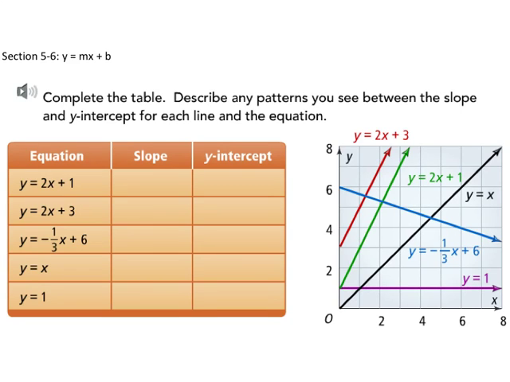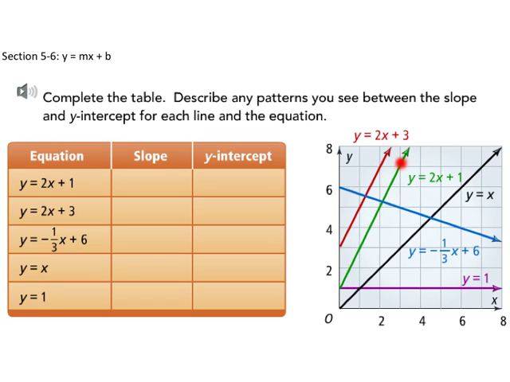Lesson 5.6 is about an equation y equals mx plus b, and we are going to take a look at all of these graphs over here and their equations, which are here, and come up with the slope and the y-intercept for each one. So if we take a look at the equation y equals 2x plus 1, we are talking about this green equation right here. So that matches the green line.